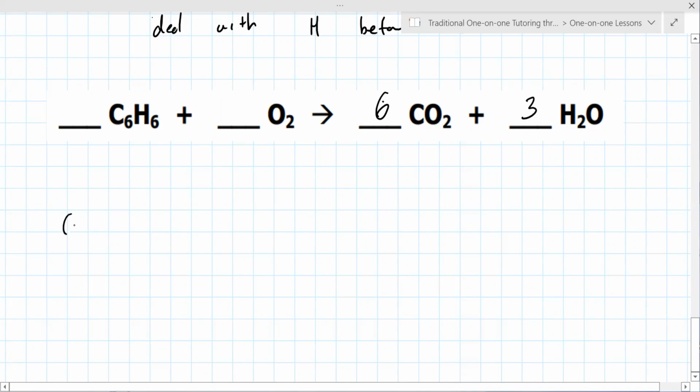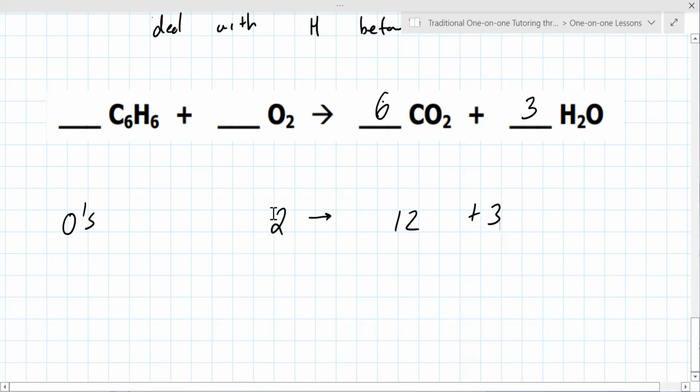So now let's look at the O's. We got 2 on the left, on the right. How many O's do you have from O2 times 6? 12. And how many O's do you have from the water here? 3. So these are way off. Would you agree? Yeah. Way off.